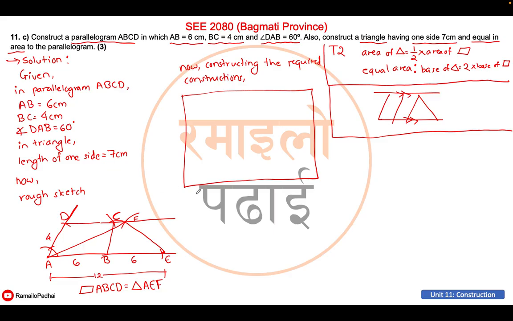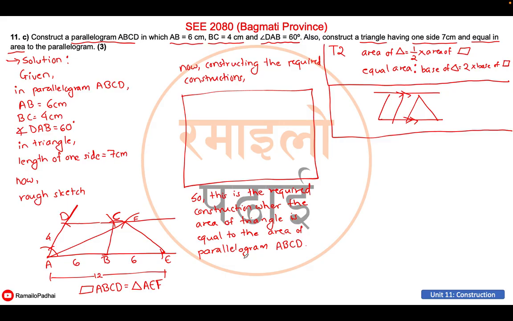So this is the required construction where the area of the triangle is equal to the area of parallelogram ABCD. Okay, so this is about the solution of this question.